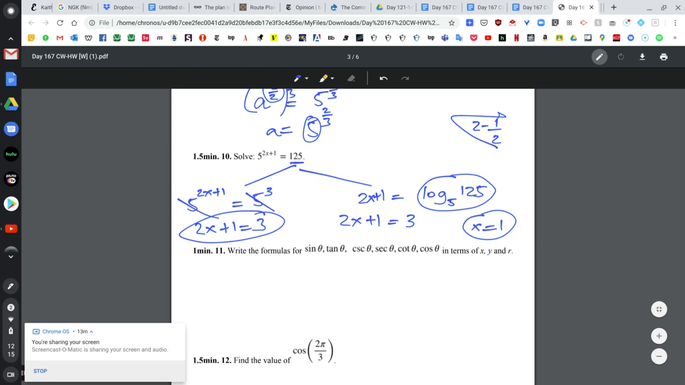11 is just formula review. See if you can pause the video and do this yourselves. So sine theta, in case you've forgotten, is y over r. Tan theta is y over x. Cosecant theta, cosecant is the reciprocal of sine, so that's r over y. Sec theta, sec is a reciprocal of cos, so that's r over x. Cot theta, or cotangent theta, is the reciprocal of tan, so that's x over y. And finally, cos theta is x over r.